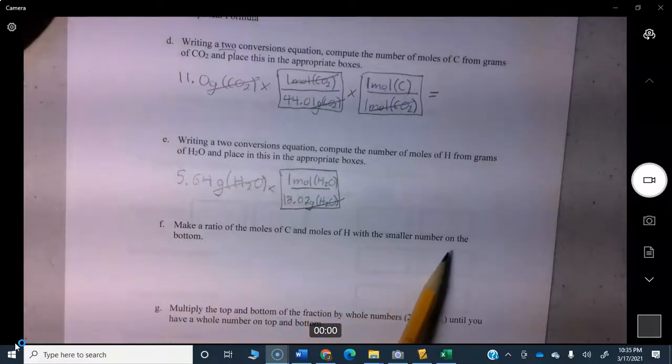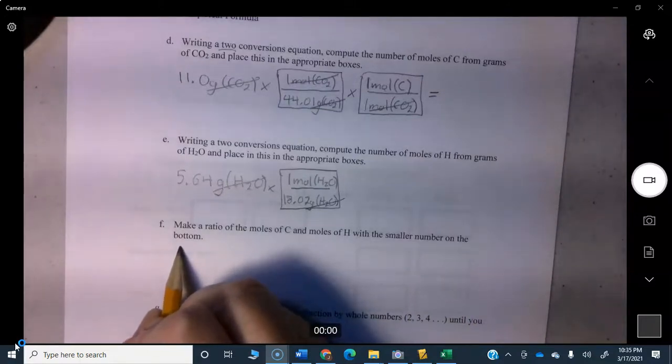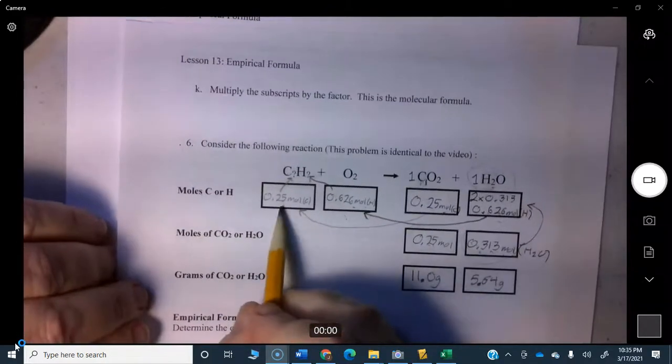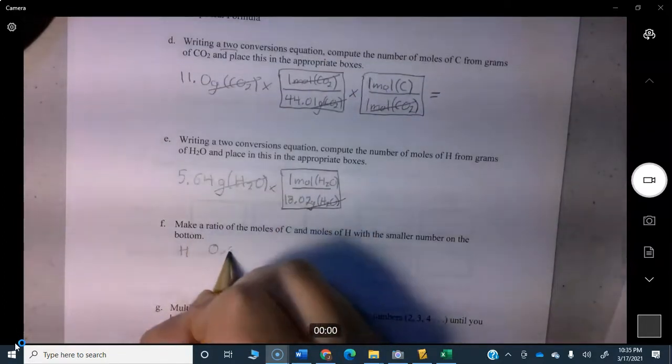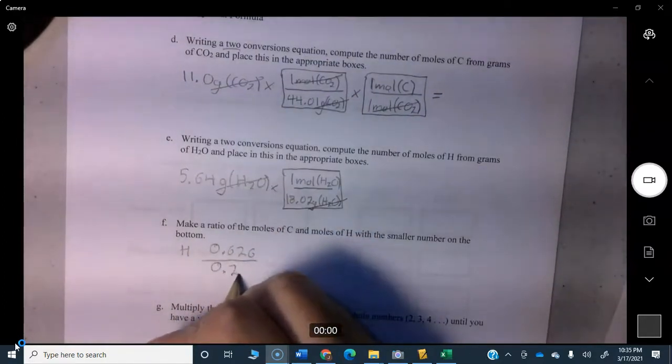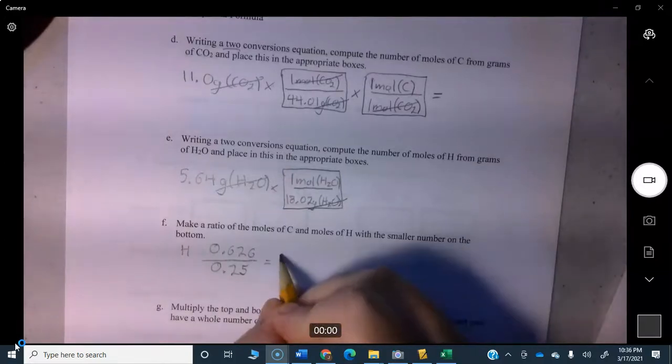Okay, so now what we are going to do is make a ratio of the moles of carbon to moles of hydrogen with the smaller number on the bottom. Okay, so for hydrogen, the smaller number of these two is the 0.25. So we're going to put, for hydrogen, 0.626 over 0.25. And let's come up with what that equals. That gives us 2.5.